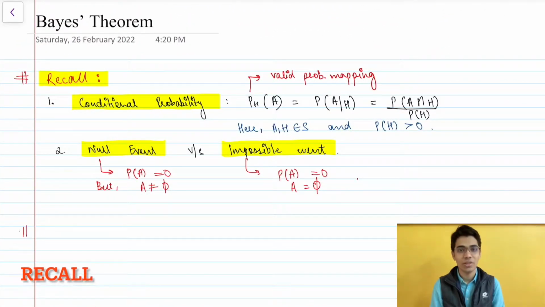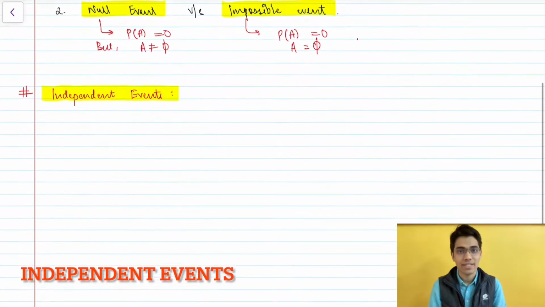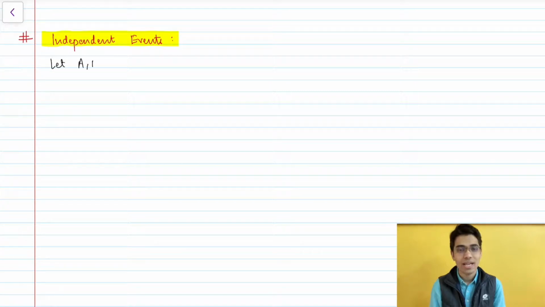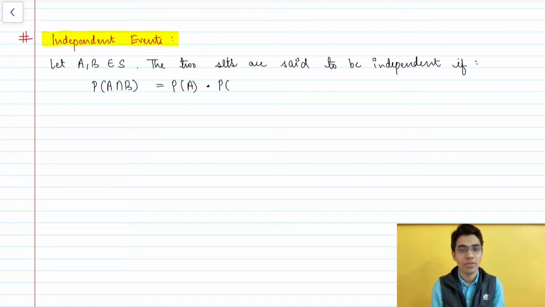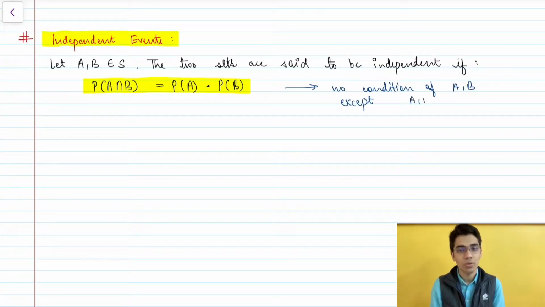In the previous video, we learned about what is conditional probability, why do we call it a valid probability mapping, and what is the subtle difference between null and an impossible event. In this video, we'll jump directly into what do we mean by independent events. Let A and B belong to S, that's the sample space. The two sets A and B are said to be independent if probability of A intersection B is equal to probability of A multiplied by probability of B. As such, there is no condition on A and B except that A and B should belong to the sample space itself.